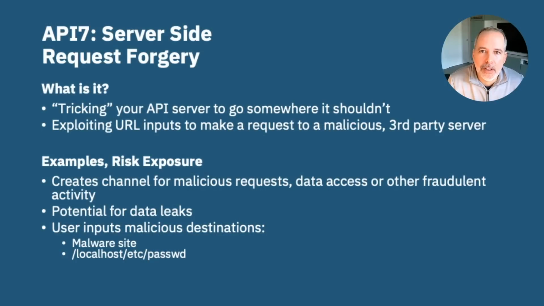All right, the next one on our OWASP API Top 10 tour is number 7, SSRF, Server-Side Request Forgery. This is a new entry for the API Top 10 that appeared in 2023. And the goal of SSRF is to trick your server into going somewhere that it really doesn't belong. It involves exploiting URL inputs to make requests to a malicious third party or to access internal resources that external users shouldn't be able to access.